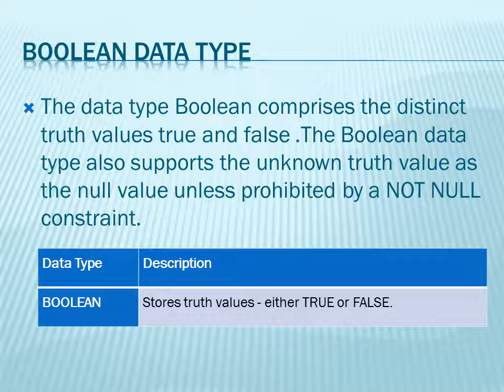Next data type is the Boolean data type. The Boolean data type comprises the distinct truth values, that is true or false. The Boolean data type also supports the unknown truth value as a null value.